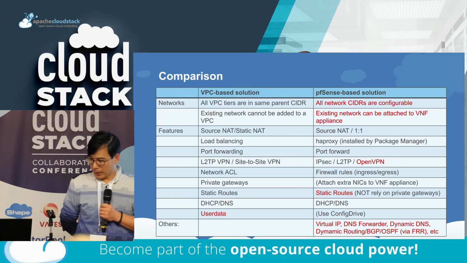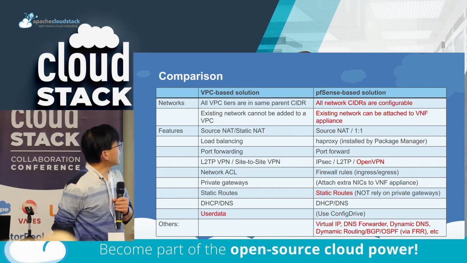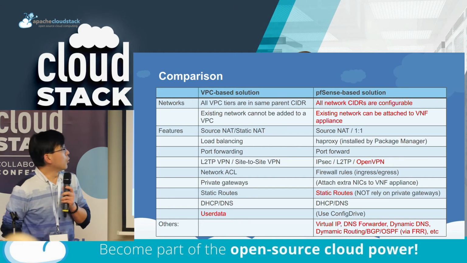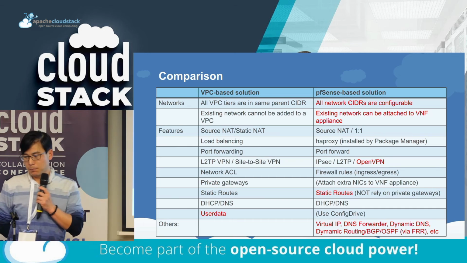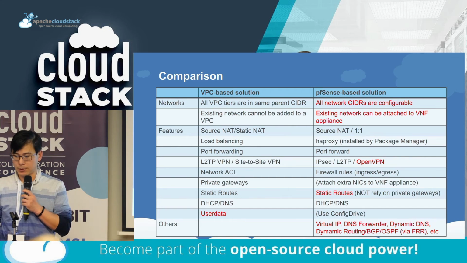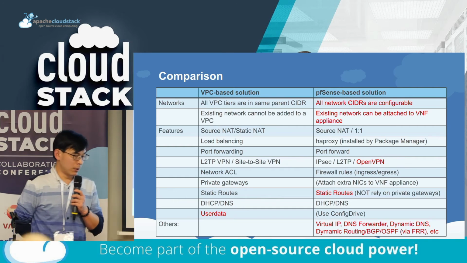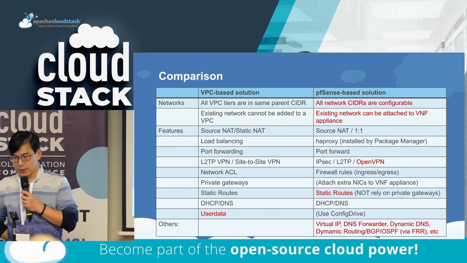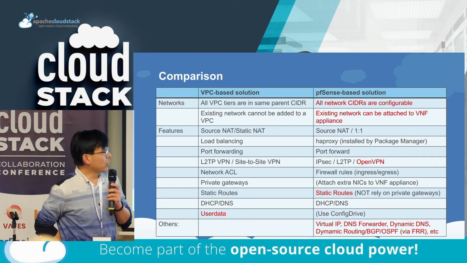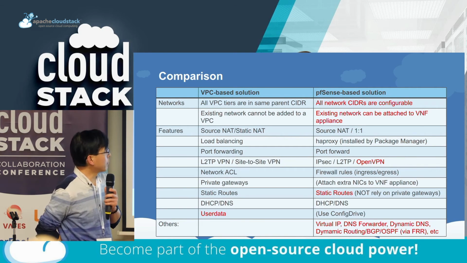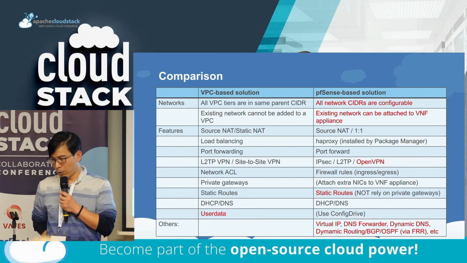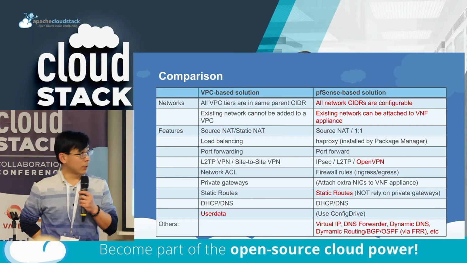So let me compare both solutions. The first one is the VPC-based solution, and the next one is the pfSense-based solution. For VPC, all the tiers must be in the same parent CIDR. And if we have a VM on an existing network, we cannot add the network to VPC. But if we use pfSense, the network CIDRs are configurable, so we can use different CIDRs or different parent CIDRs for the L2 networks. And also, if we have already created our L2 network, we can attach the network to the VNF appliance.